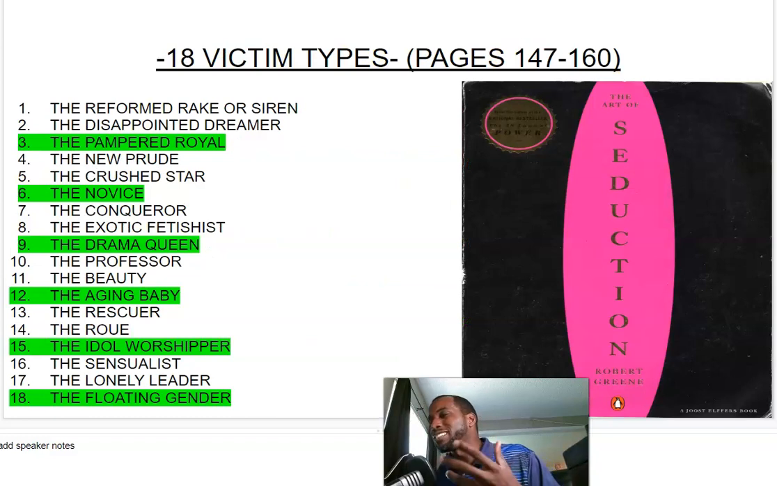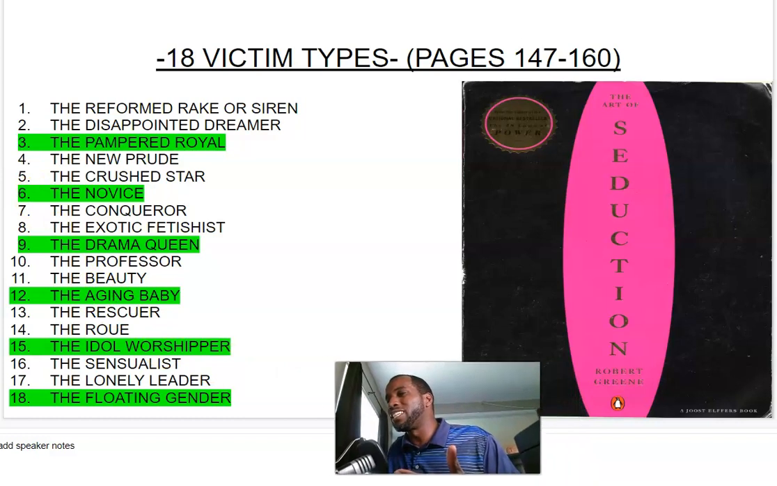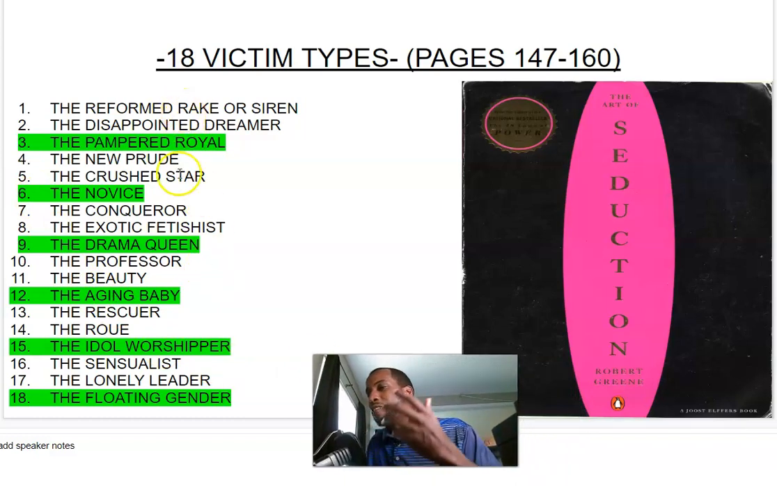Okay, the 18 victim types, right? In The Art of Seduction, Robert Greene clearly lists 18 victim types. You might say to yourself, what does this mean? Pick your book up and read your book, and I promise you, you will find within one of these 18 the person you are interested in right now.